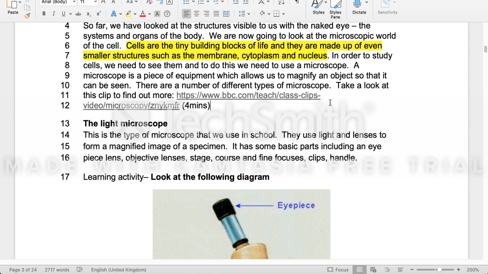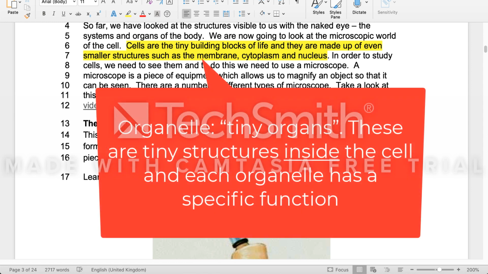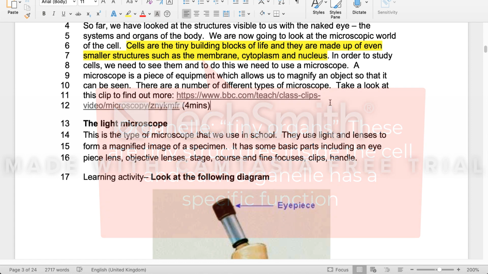Now the word that I'm going to introduce here is organelles. Organelles translate into tiny organs, which means that just like how we're made up of organs and cells and tissues, cells also have their own quote-unquote organs, all right? But they're not the same as a heart or a brain or lungs, but each organelle has a very important job to do. So a membrane has a job, the cytoplasm has a job, the nucleus has a job, and we're going to look into those organelles next lesson.